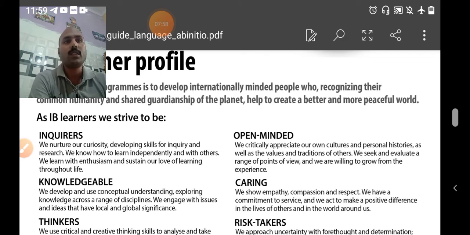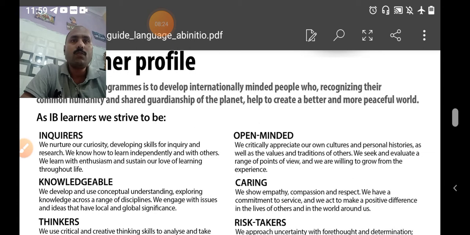They will search, they will inquire about the difference between their own culture and the target culture. So they will ask, they will research on that, they will find what the similarities and differences are in the topics and themes. So through this they will be able to be inquirers.